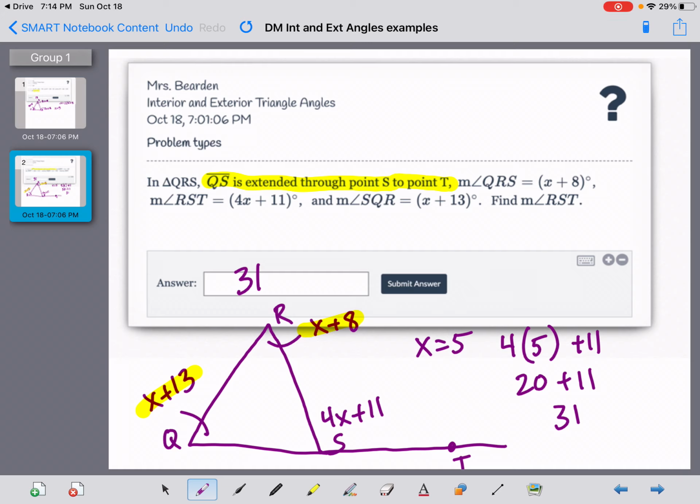So make sure you are sketching a picture. Double check to make sure that you're labeling things correctly. And then finally, make sure you are answering the correct question. Make sure you're answering what the question is asking for.